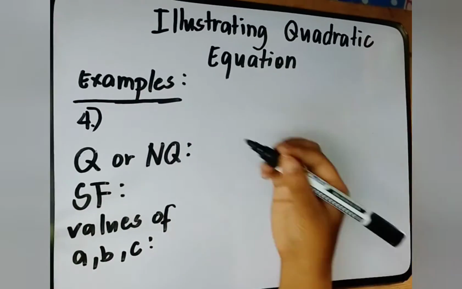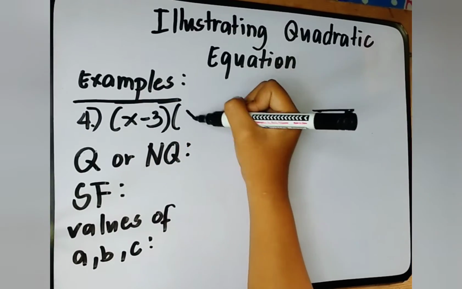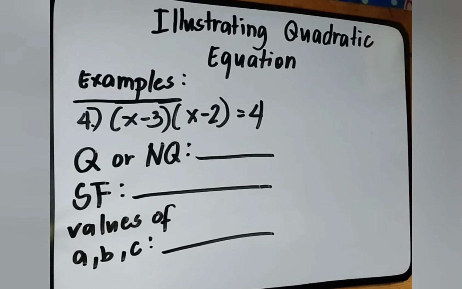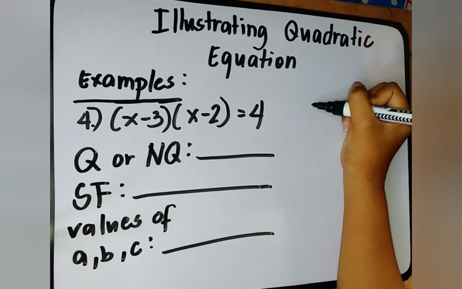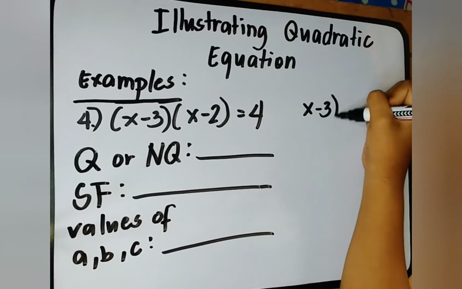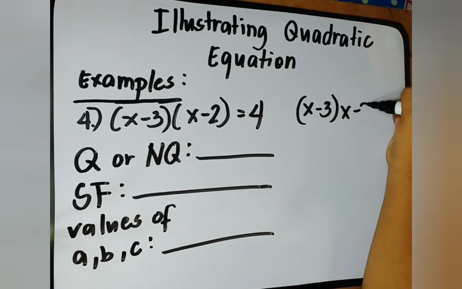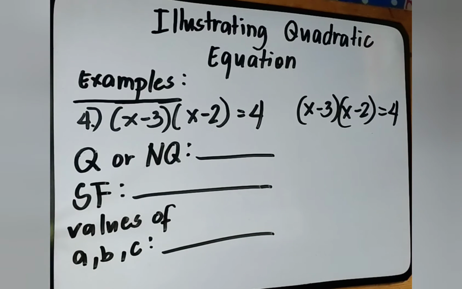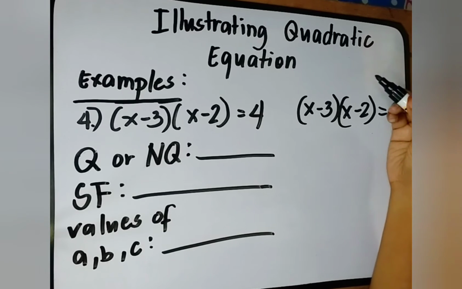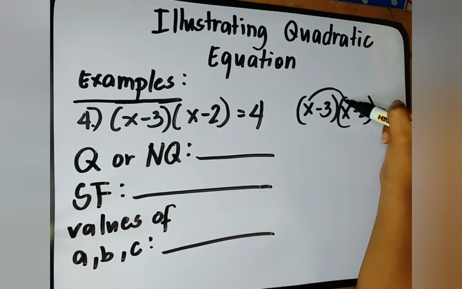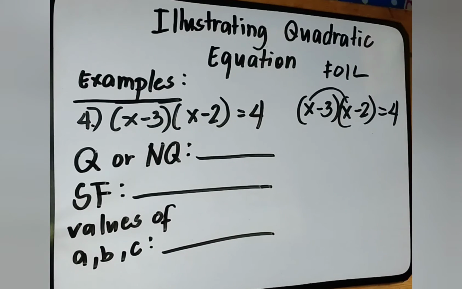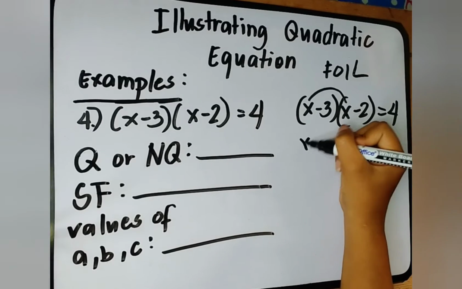Okay, last example. Example number 4. Example number 4 is the quantity of x minus 3 times the quantity of x minus 2 is equal to 4. We will just simplify that to know if it is a quadratic equation or not a quadratic equation. Okay. Using the FOIL method, which is first, outer, inner, and last, we will simplify that equation.